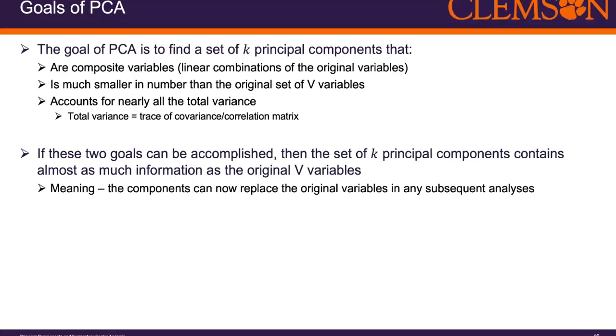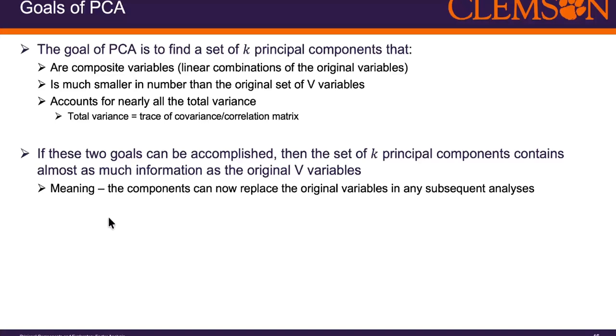And the goal of principal components analysis is to find a set of K principal components that are composite variables, linear combinations that are much smaller in number than the original V variables you might have, and that account for nearly all the total variance in your covariance or correlation matrix. Remember, the total variance is given by the trace, or the sum of the diagonal. If these two goals can be accomplished, then the set of K principal components contains almost as much information as the original V variables. Think of it as that spectral decomposition that we saw in the previous couple of slides.